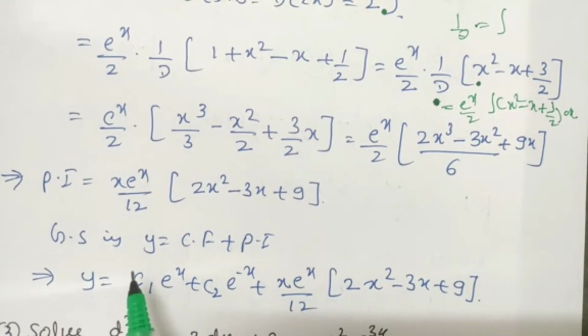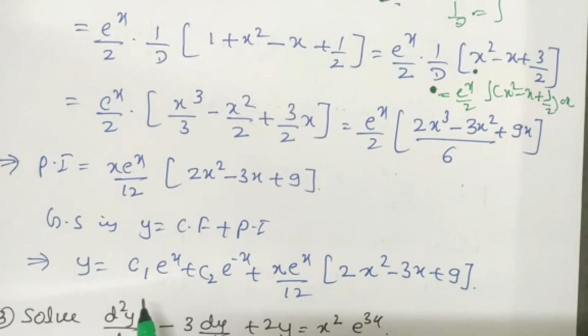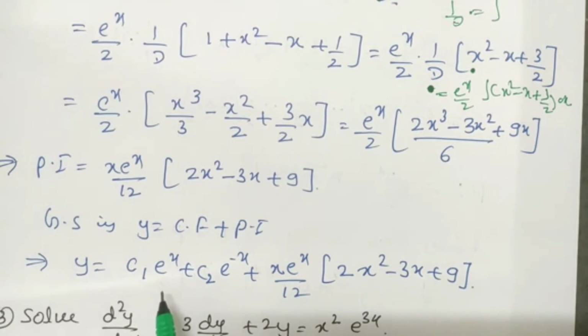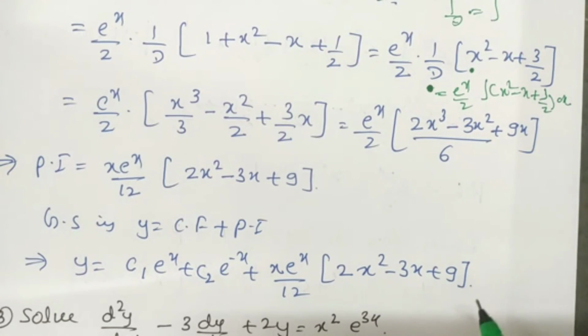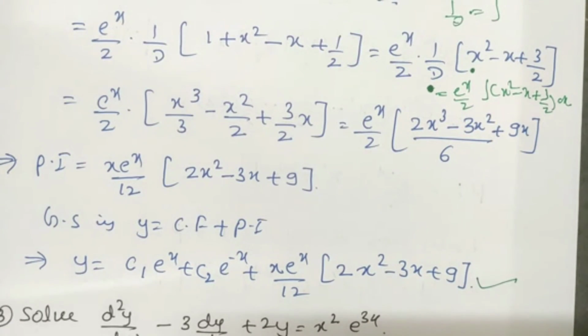Now combine the complementary function and the particular integral, and you will get the general solution. That is, y is equal to c1 e raised to x plus c2 e raised to minus x plus x into e raised to x divided by 6 into 2x square minus 3x plus 9. This is the required solution.